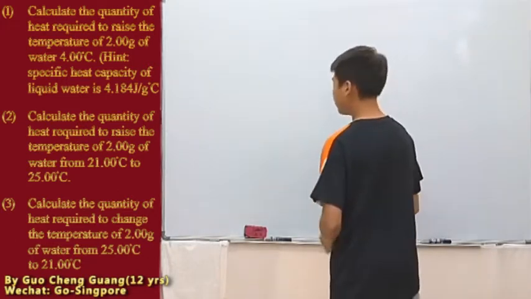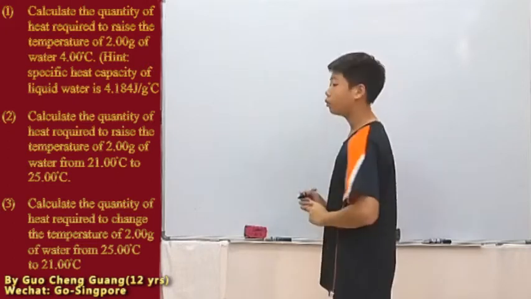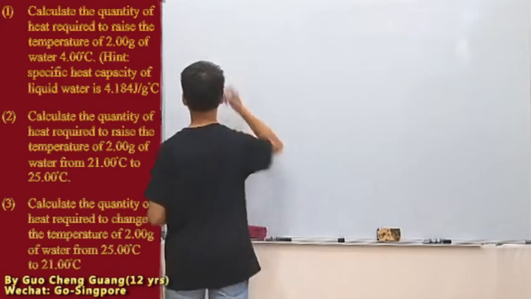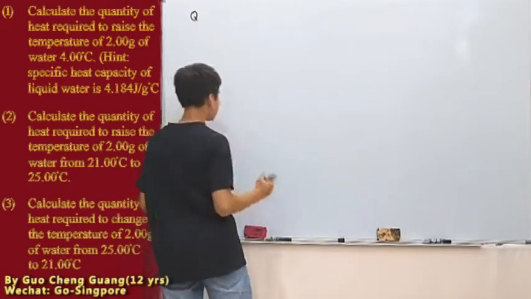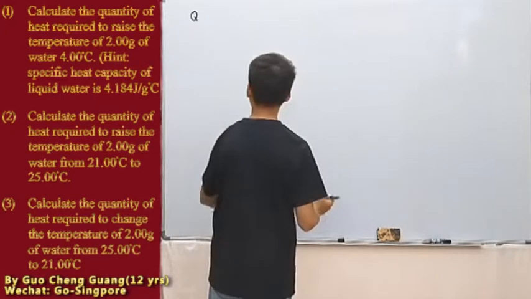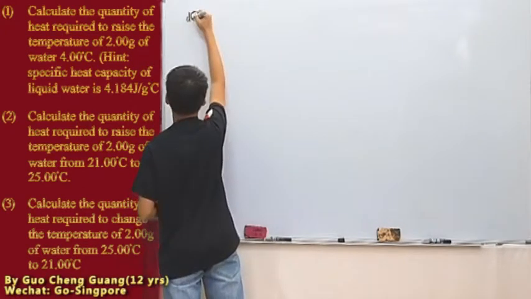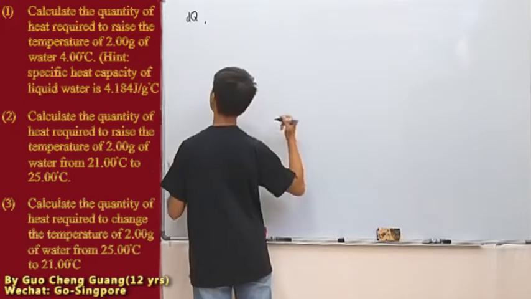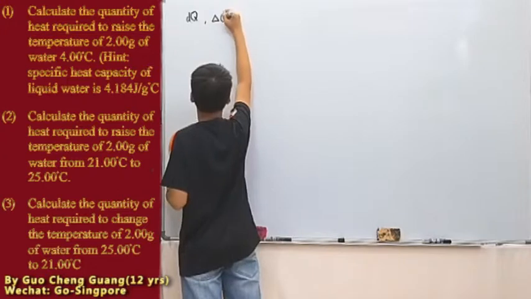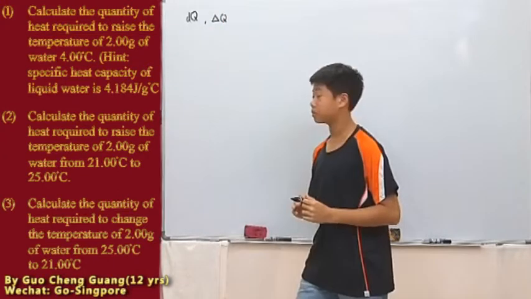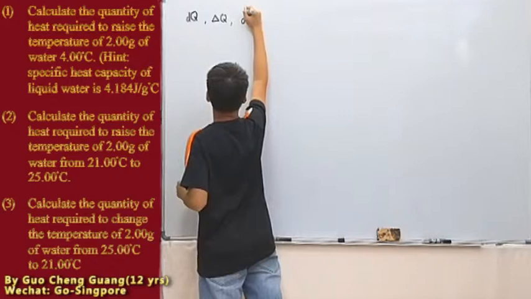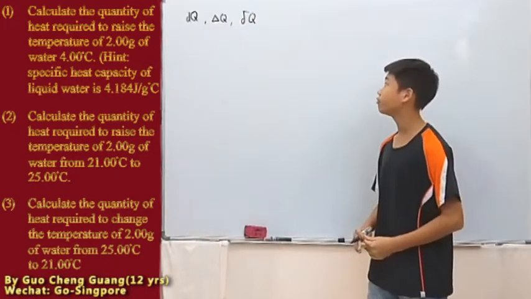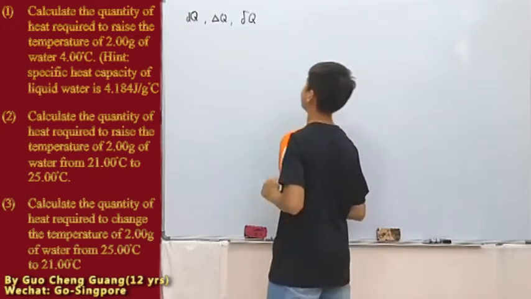So first of all, we need to know what we represent heat energy with. Heat energy, we use Q for it. But this Q, if we were to write it out, how should we write it? Is it dQ for the increment in Q, capital delta Q, or just small delta Q? Which way should we write it, just to show that increment?